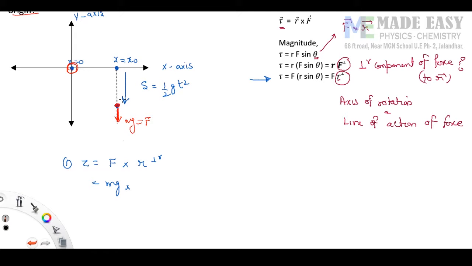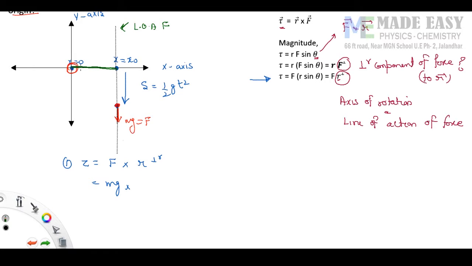इस force के line को आप अगर extend कर दो like this, जिस लाइन के along force act कर रहा है, उस लाइन को अगर extend कर दिया जाए, this is called line of action of force, right? So this is line of action of force. इसके बीच और axis of rotation के बीच का perpendicular distance. This is your perpendicular distance, right?